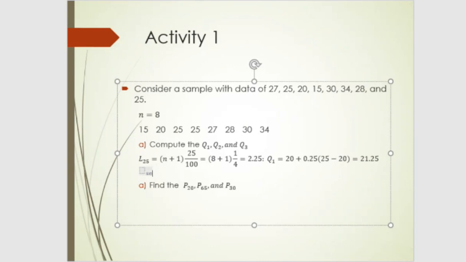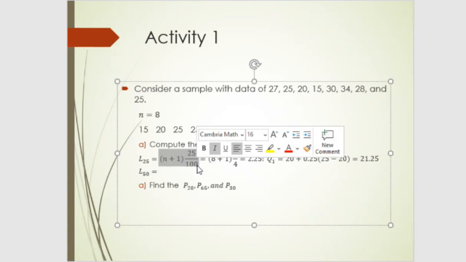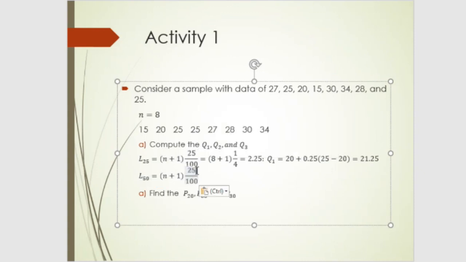For Q2, we must first find the location of Q2, which is going to be L50. Use the same formula, we only need to change this 25 into 50, which is again 8 plus 1, times 50/100, which is half. 50 goes into 50 once, and into 100 twice. So what would be the answer? 4.5. If you go to this data, 1, 2, 3, 4, that number is between 25 and 27. With this being said, we'll say Q2.